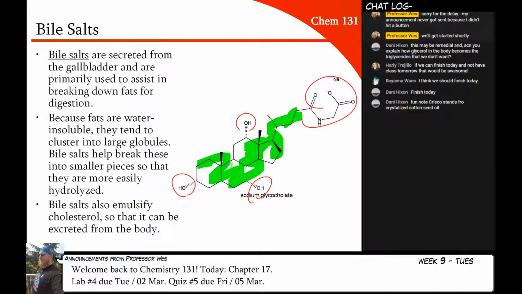All right. What else do bile salts do? Bile salts are used because they have a significant nonpolar part to emulsify cholesterol. So what does that mean? We can collect cholesterol, and then we can use these bile salts to get it to the kidney so that we can force it out of the body.